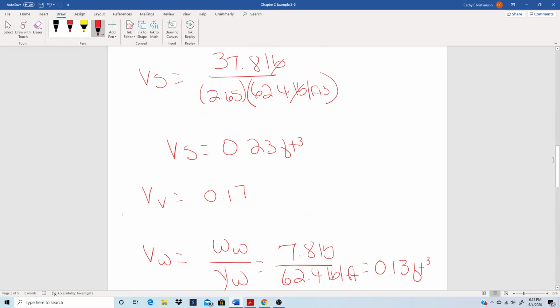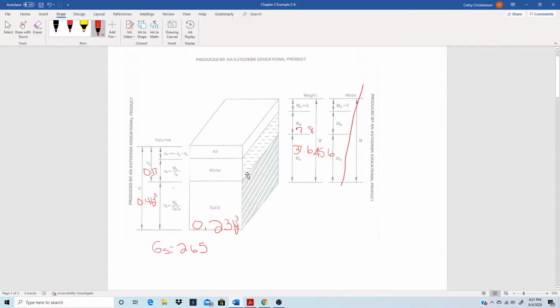Alright, so I'm going to go ahead and scroll back up and plug that in. So that's 0.13 feet cubed. So what's left over is the air. So if the volume of the voids, that's the water and the air, are a total of 0.17, and the water is 0.13, then what's left over is 0.04 cubic feet.